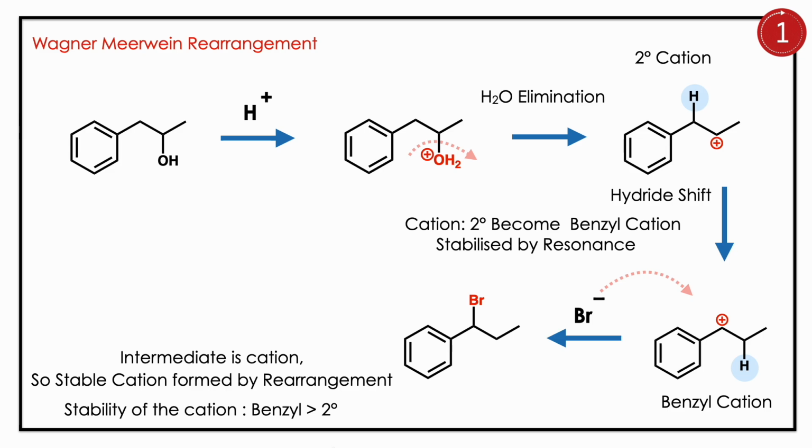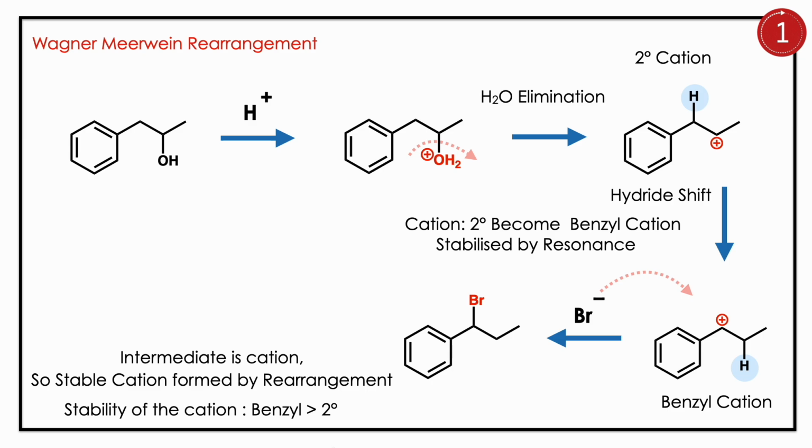You have an alcohol in the system, and you are using HBr, which is an acid, so it attacks the OH group. The acid makes OH a good leaving group, so OH2 leaves and you have cation formation. The cation is a secondary cation, so a tertiary cation is possible, but more than that, there is the possibility of a benzyl cation. Benzyl is more stable when compared to tertiary, so it is formed by migration of hydride.